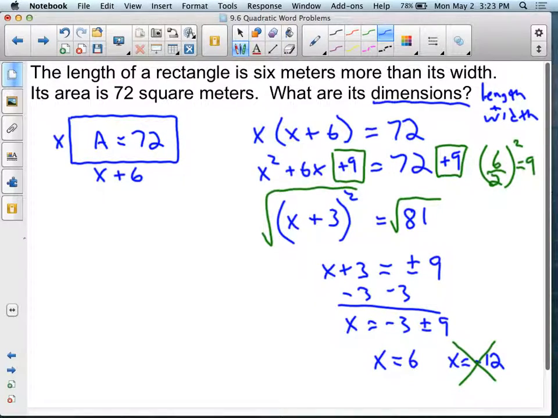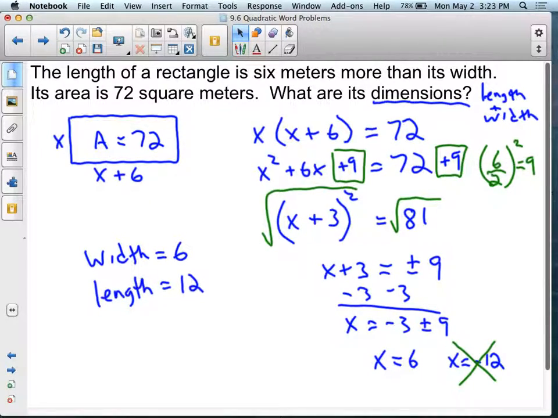So if I go back to my rectangle then, my width was represented by x, so my width is 6. My length is 6 more than that, a length of 12. And maybe you figured out already that length times width, 6 times 12, is 72. That's our area.